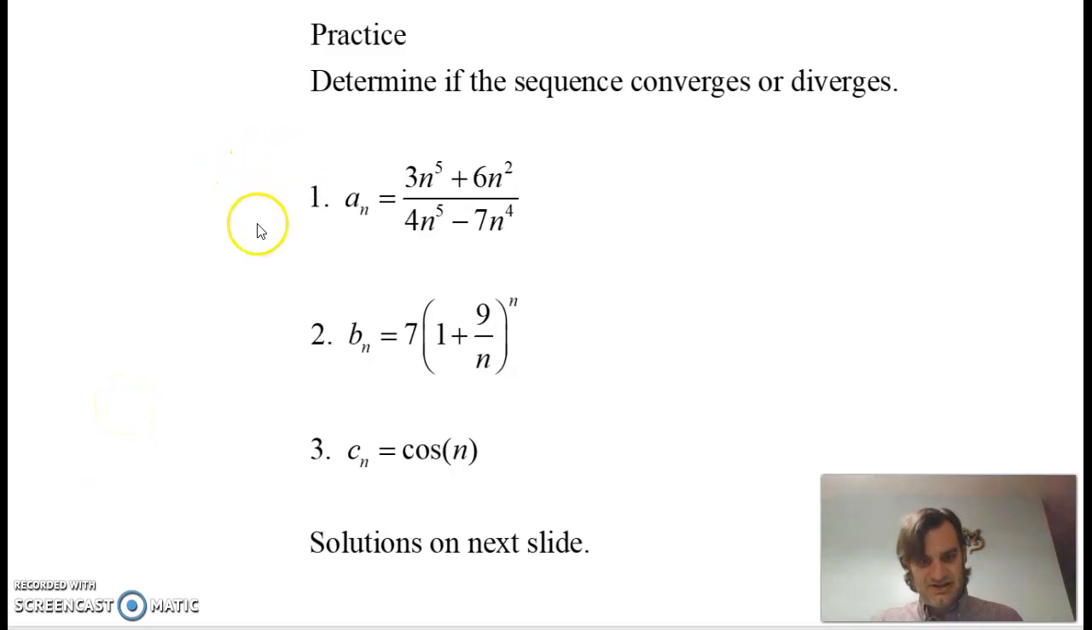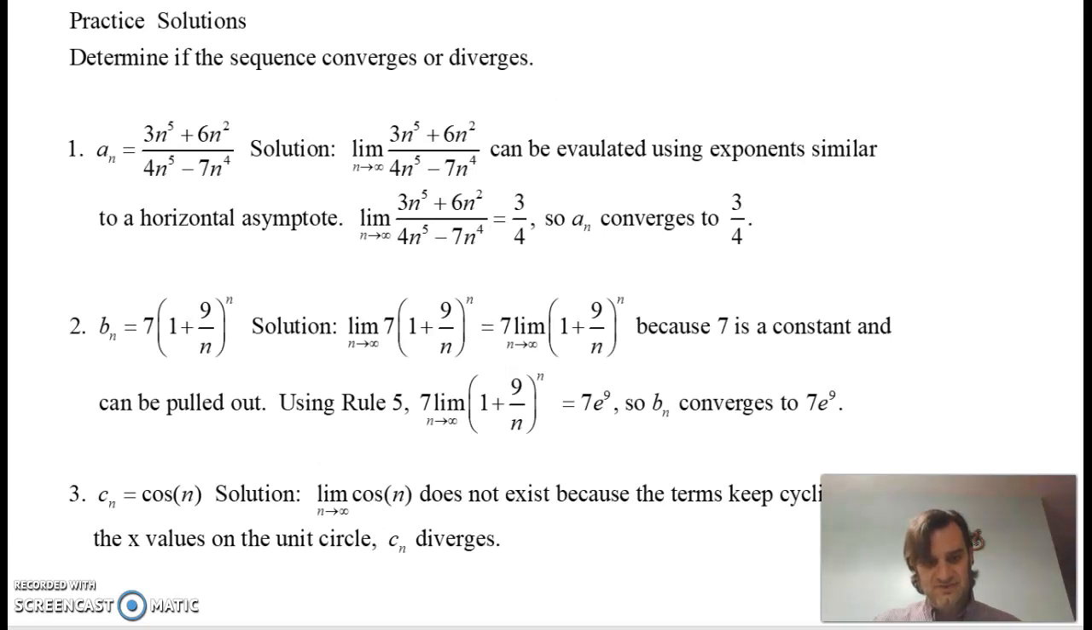Here are some practice problems. Number 1, you can use either L'Hopital's rule, or you can use the rational functions horizontal asymptote rule, degree of 5 on top, degree of 5 on the bottom. Number 2 here actually uses one of the rules from that previous slide. And number 3, the cosine, we'll see what happens there. So you can pause this and think about it, or you can go on.